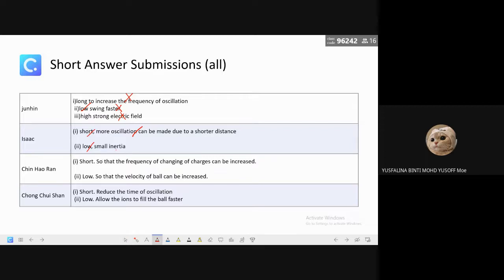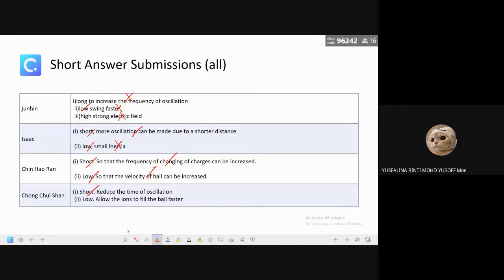I don't think so for this one. Short, low, short, reduce the time of oscillation. So you need to, like I said just now, right? Because they ask you to find, it means the frequency. You need to increase the frequency. So frequency means you need to increase the number of oscillations per second.